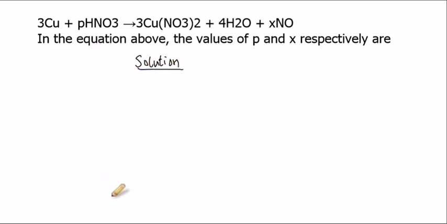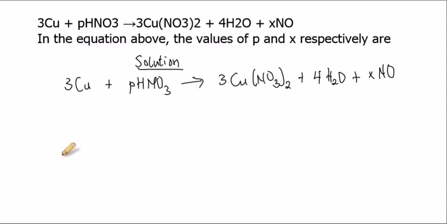In the question above, we are to determine the values of p and x written in the equation. So the first thing to do here is to rewrite the equation as it is in the question. After writing out the equation as it is in the question, we'll have to rewrite again, and we'll be replacing the unknowns, that is p and x, with dashes.